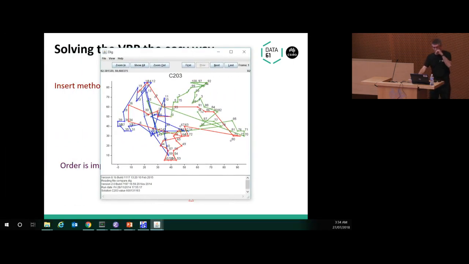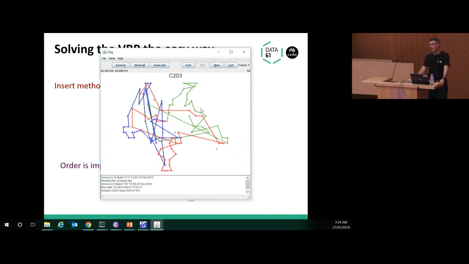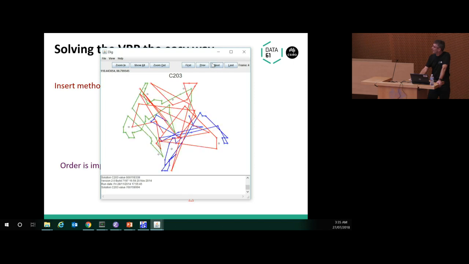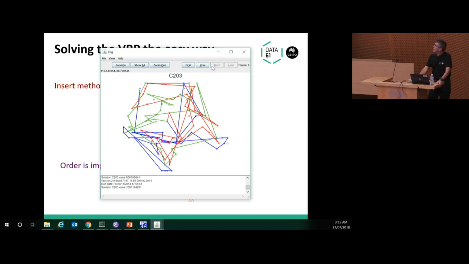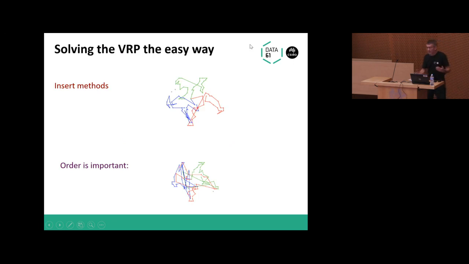So this is exactly the same problem, and it's exactly the same thing. I'm inserting the customer in the position that increases the cost by the least. I'm just changing the order of choosing customers, and I'm just using a random order. So instead of inserting the customer that increases the cost by the least, I'm just using a random customer, and that comes out, and that, and that, and that. So you can see that the order is incredibly important in this.